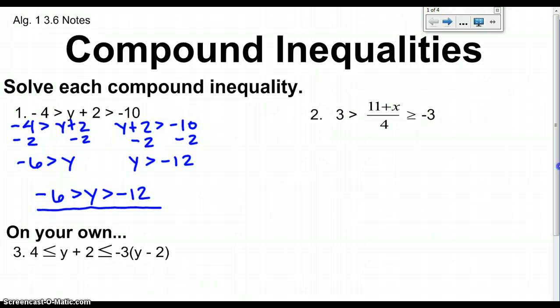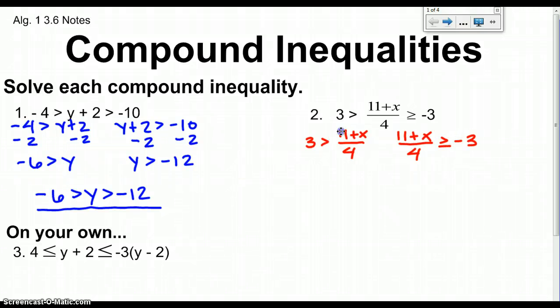So we're going to move on to number 2. So the same thing here. We're going to write two different equations. We're going to have 3 is greater than 11 plus x over 4. And then the second equation is 11 plus x over 4 is greater than or equal to negative 3.